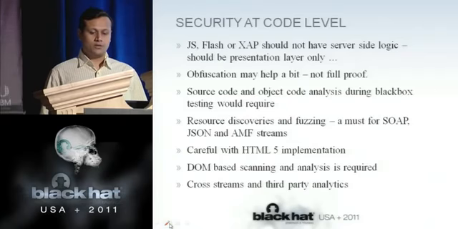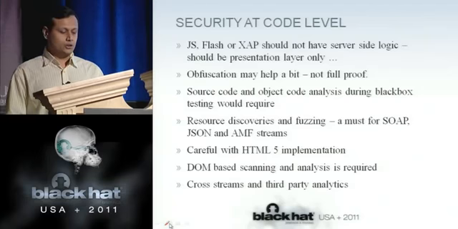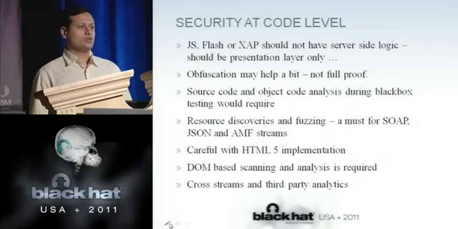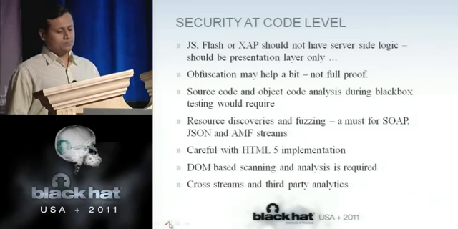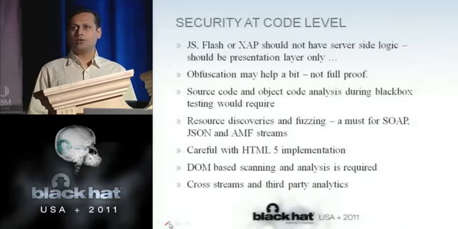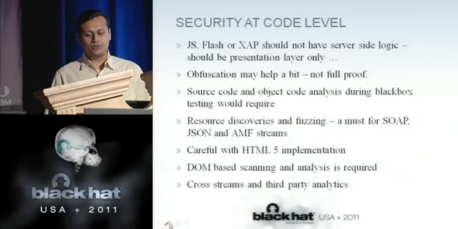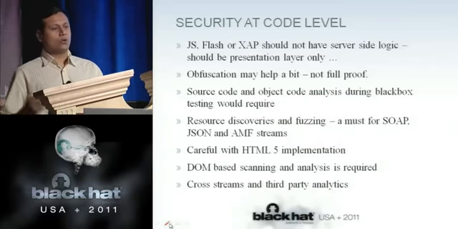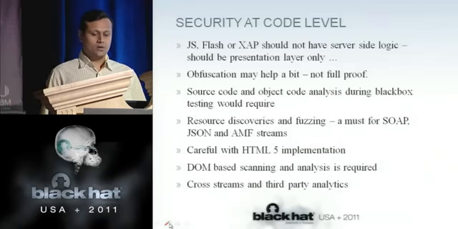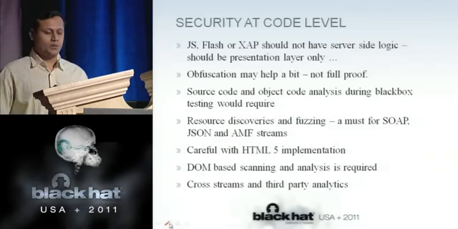Resource discovery and fuzzing are a must for SOAP, JSON, and AMF to identify backend issues. Be careful with HTML5 implementation, particularly WebSQL and storage. DOM-based analysis and scanning is required, to see how your developers are making DOM-based calls, whether they are using eval or JSON parse and so on. Don't eval it; use parsing over evaling. Also do cross-stream analysis with third parties, because what is coming from a third party is very important.